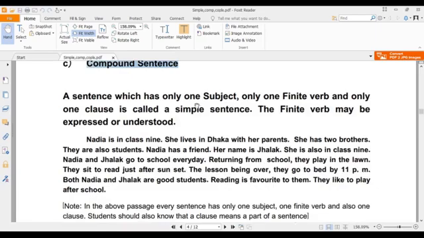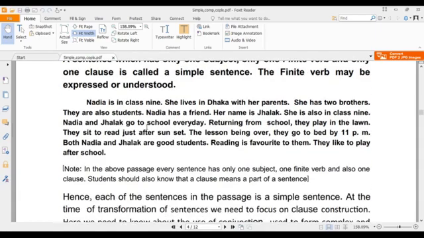A sentence which has only one subject, only one finite verb, and only one clause is called a simple sentence, which I told you. The finite verb may be expressed or understood. Here I have given you some sentences, a passage in which all of the sentences are simple sentences.